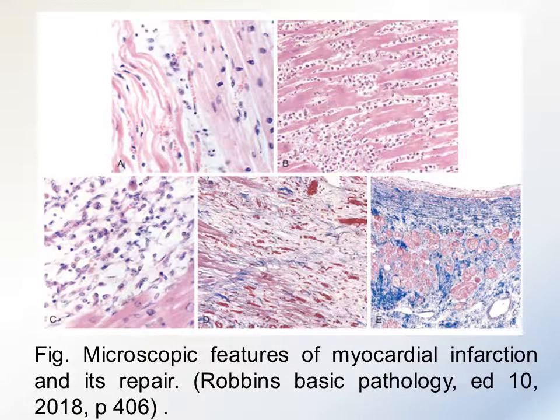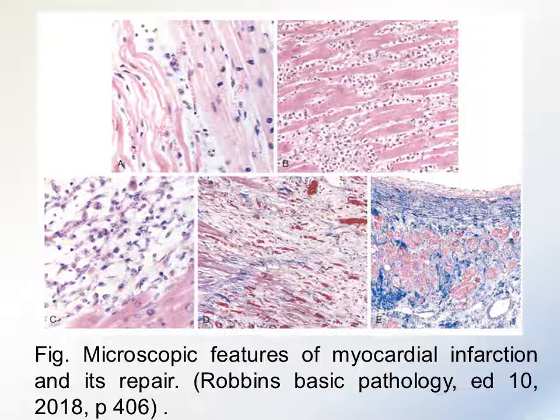This figure shows the microscopic features of myocardial infarction and its repair. In figure A, in the upper left, 1-day-old infarct showing coagulative necrosis and wavy fibers compared with the adjacent normal fibers on the right. Necrotic cells are separated by edema fluid.